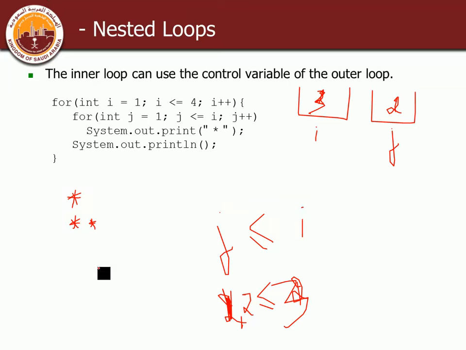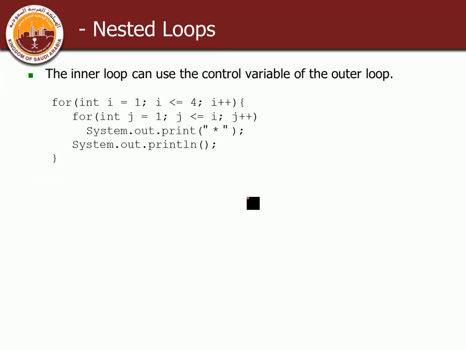Does the I plus plus mean that I may be 2, 3, 4? The I plus plus means that I'm just going to increment the current value by 1, whatever the value is.